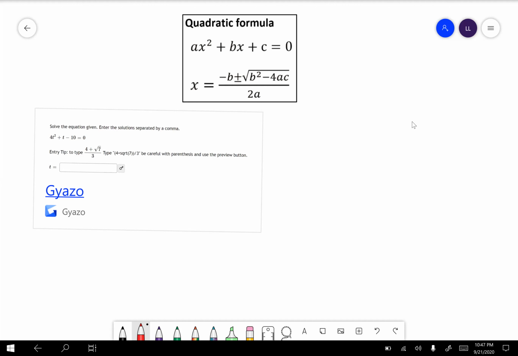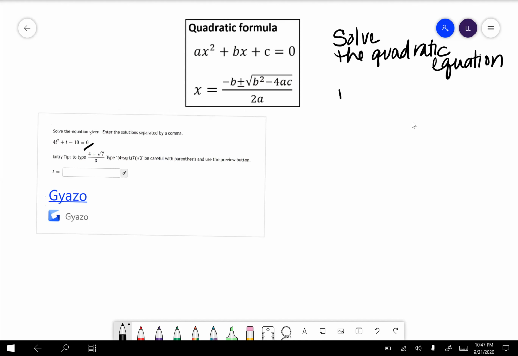Like we did in the previous video on discriminant, we are going to identify what A, B, and C are to get started with this problem. Just to recap, our job is to solve the quadratic function, meaning we're going to find where it is equal to 0. That's what we mean by solve the quadratic equation.